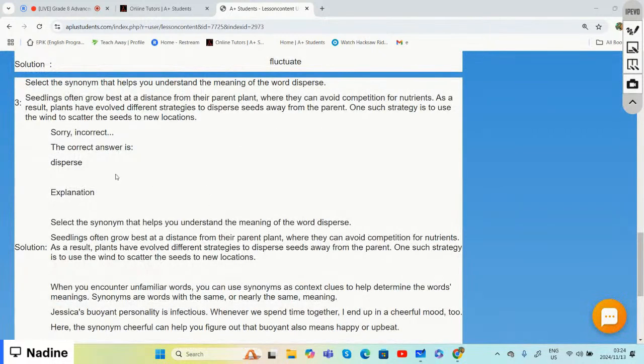It says seedlings often grow best at a distance from the parent plant where they can avoid competition for nutrition. As a result, plants have evolved different strategies to disperse seeds away from their parents. One such strategy is to use the wind to scatter the seeds to new locations.